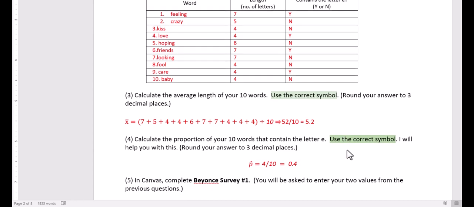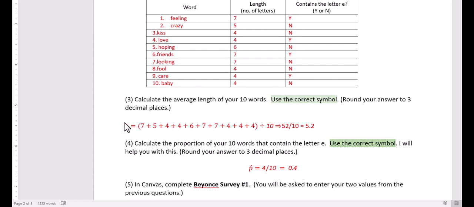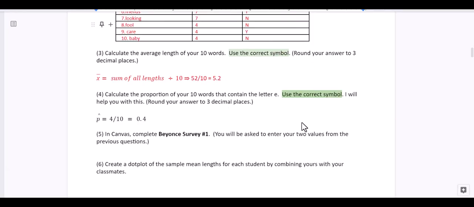So this is different than for the population. So when you have a sample, the sample mean is X bar. For a population, the population parameter is mu, the Greek letter mu. For the proportion, when you have a sample, is p hat. And for a population is just plain p, or sometimes you'll see the symbol pi.